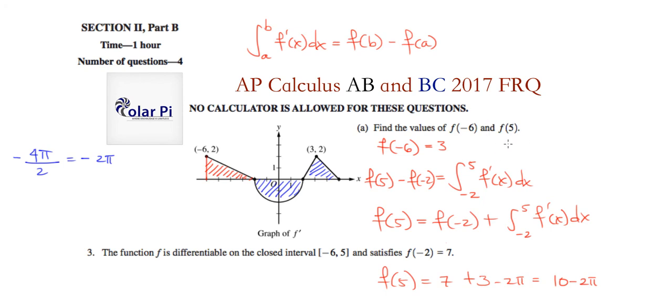And this concludes part A. Keep watching. So f of 5, let me write, equals 10 minus 2 pi. All right, part B is coming up real soon.